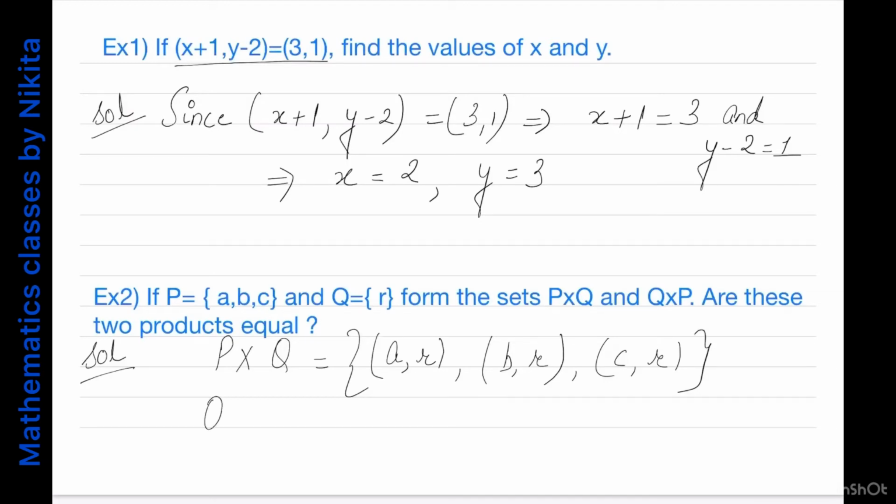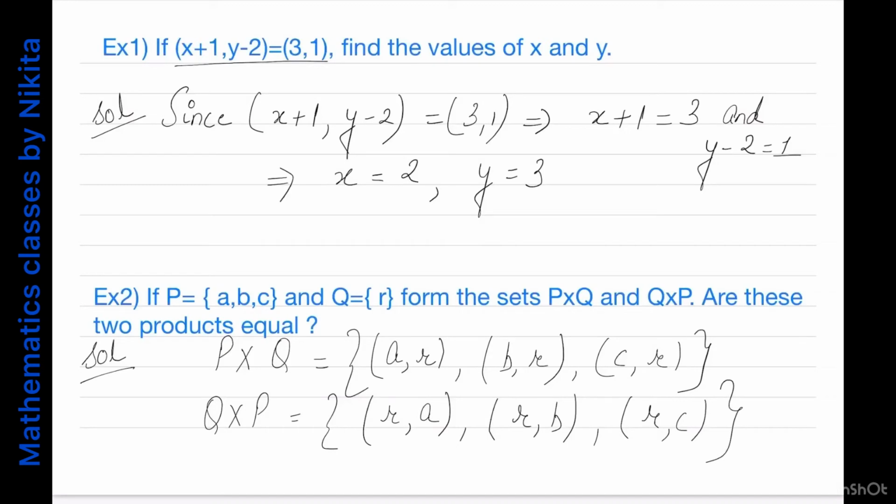Now let's find what is Q cross P. Now in Q cross P, where is the first coordinate coming from? From Q. So therefore the elements are of this form: R comma A, then R comma B, and then R comma C.